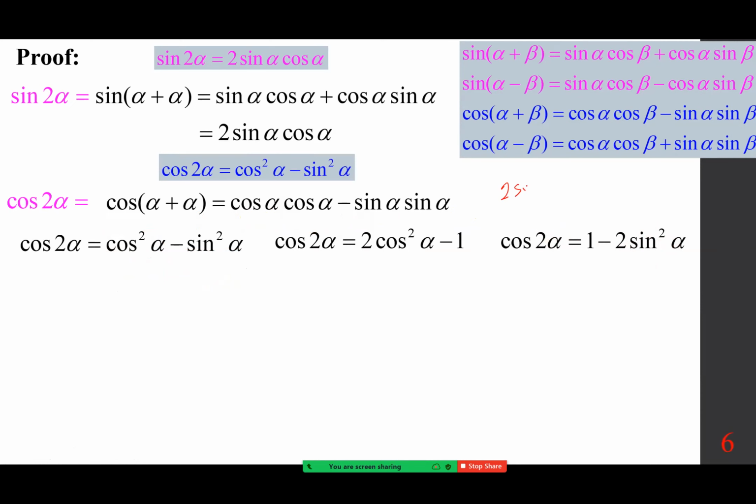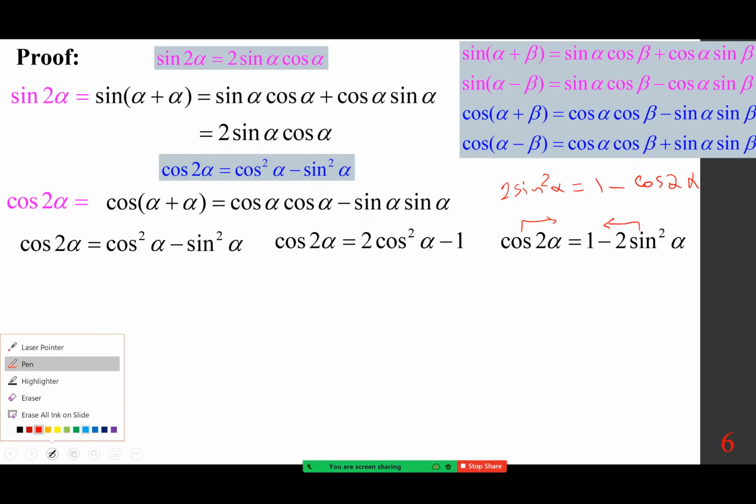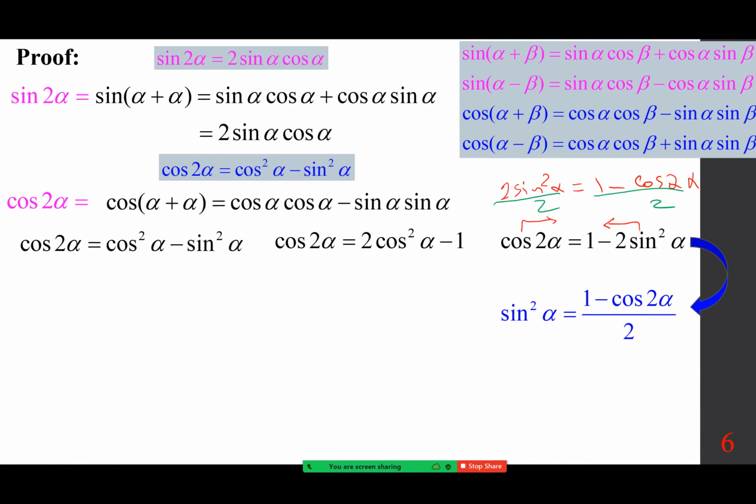Two sine squared alpha is 1 minus cosine 2 alpha. So I move this one this way, this one this way. Now if I divide both sides by 2, I establish this identity. Sine squared is 1 minus cosine 2 alpha over 2.